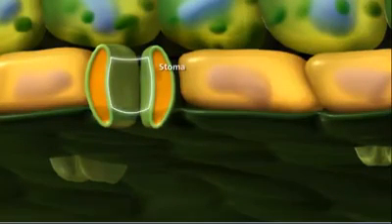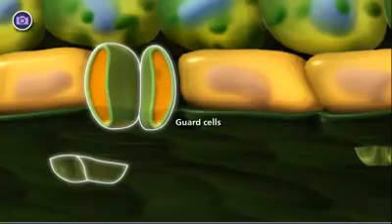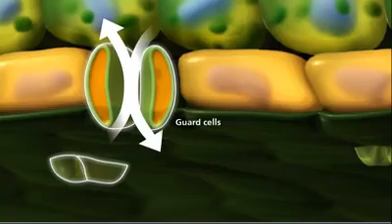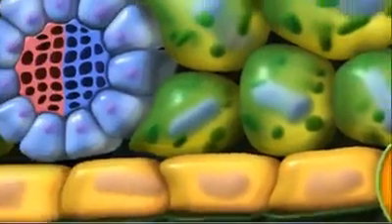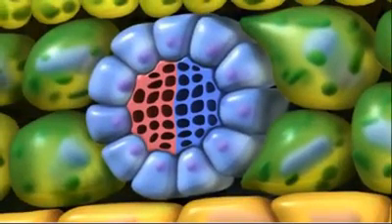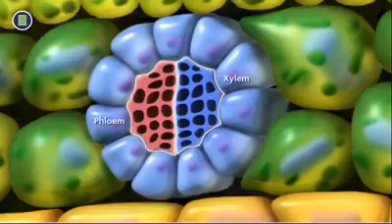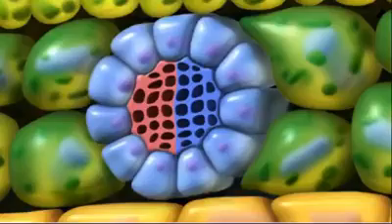Throughout the lower epidermal tissue are stomata, which are microscopic openings flanked by guard cells. Gases pass into and out of the leaf through these openings, as well as water vapor evaporating from the leaf, a process known as transpiration. The spongy mesophyll layer contains arrangements of vascular tissue, consisting of xylem and phloem that are specialized for the transport of water and nutrients throughout the plant.